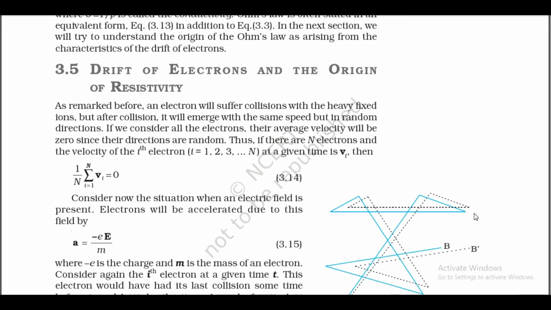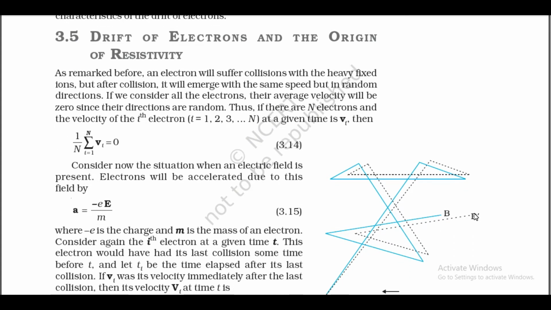3.5 Drift of electrons and the origin of resistivity. As remarked before, an electron will suffer collision with the heavy fixed ions, but after collision, it will emerge with the same speed but in a random direction. If we consider all the electrons, their average velocity will be 0 since their directions are random. Thus, if there are n electrons and the velocity of the ith electron, i = 1, 2, 3 and so on up to n, at a given time is v_i, then 1 divided by n times the sum of v_i is equal to 0.